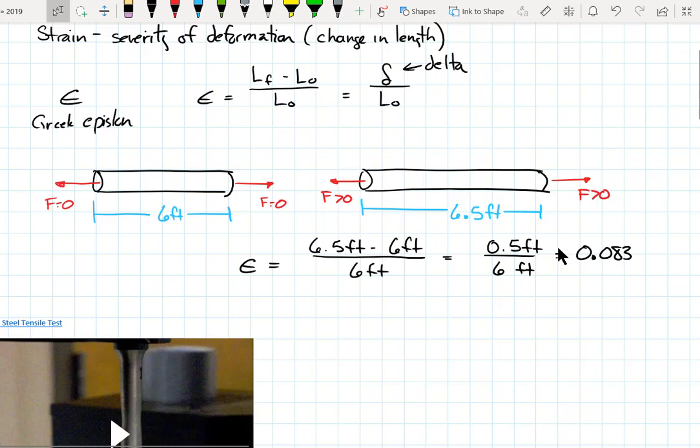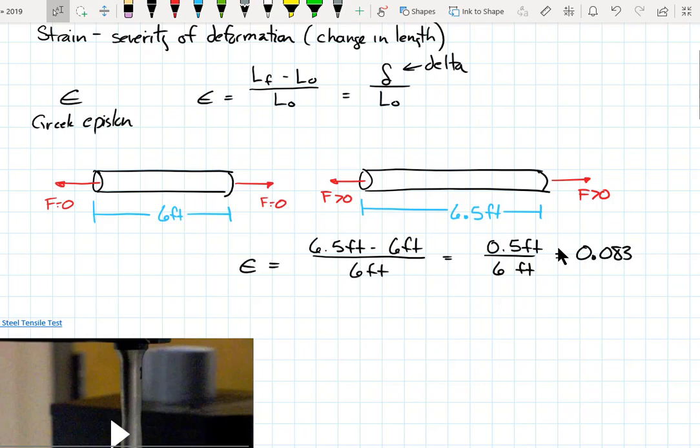So just because you can calculate a strain doesn't mean that the part itself could sustain that strain. Chances are if you stretch a 6-foot bar by 6 inches, it's probably going to break some other way. But we're ignoring that part.